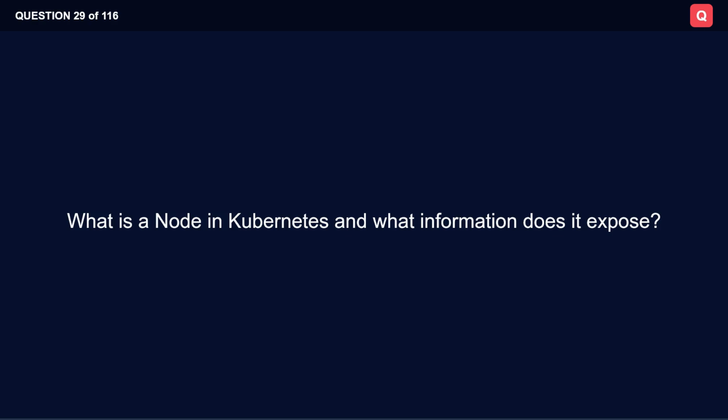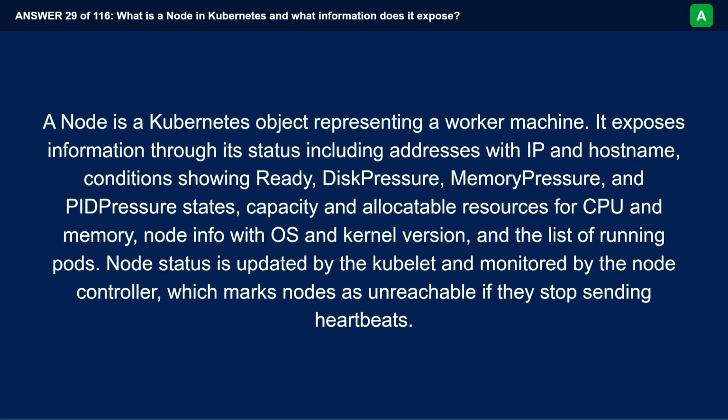What is a node in Kubernetes, and what information does it expose? A node is a Kubernetes object representing a worker machine. It exposes information through its status, including addresses with IP and hostname, conditions showing ready, disk pressure, memory pressure, and PID pressure states, capacity and allocatable resources for CPU and memory, node info with OS and kernel version, and the list of running pods. Node status is updated by the kubelet and monitored by the node controller, which marks nodes as unreachable if they stop sending heartbeats.